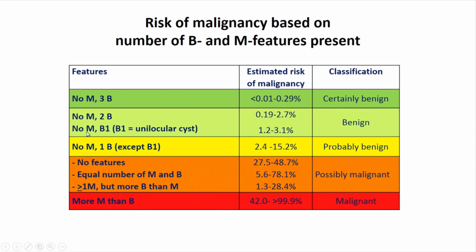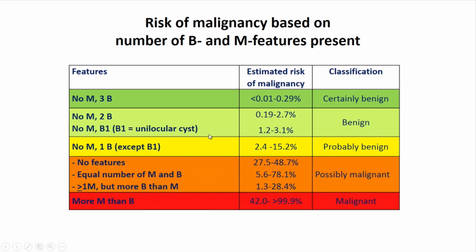If there is no malignant ultrasound feature, but 1 benign ultrasound feature, but that benign ultrasound feature is not a unilocular cyst, but one of the other 4 benign ultrasound features, the risk of malignancy varies from 2.4 to 15.2%, and such a mass could be classified as probably benign.